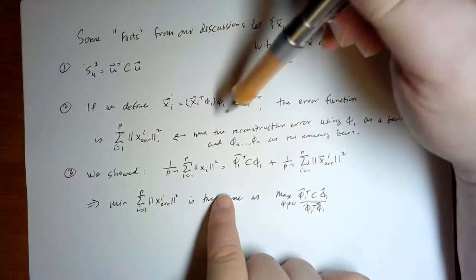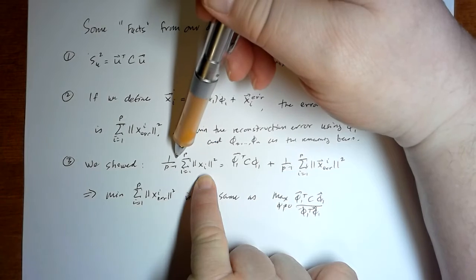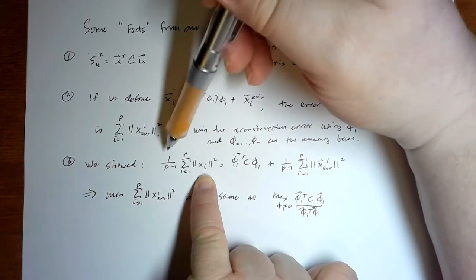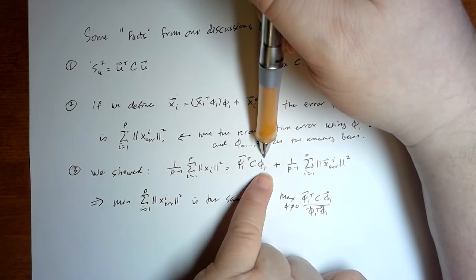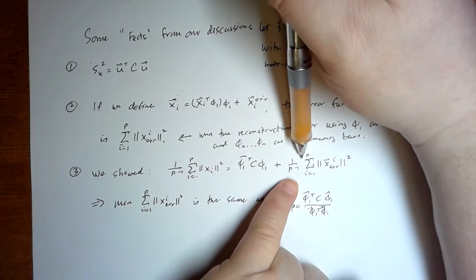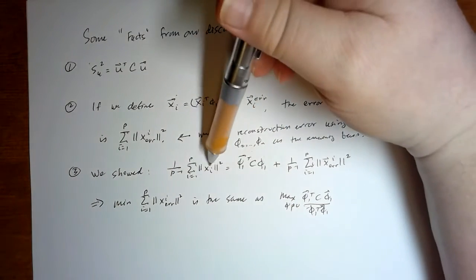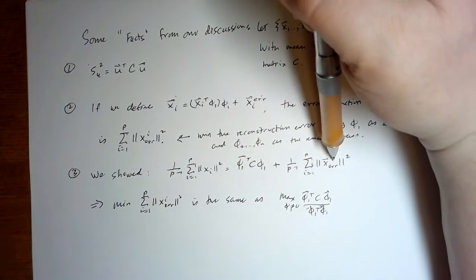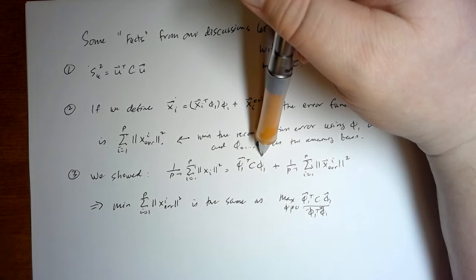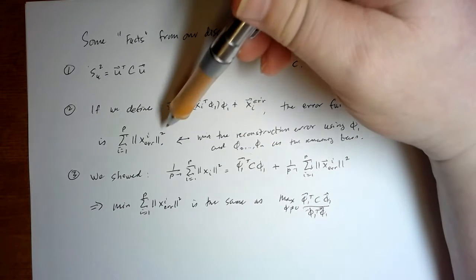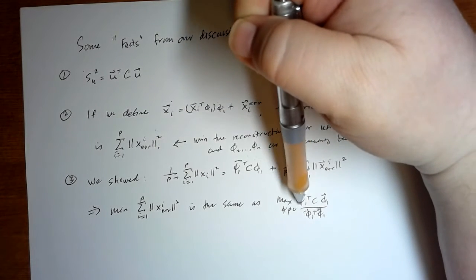But we said that if I take the norm of all the data points and take 1 over p minus 1, a little scalar multiple of that, then I get phi1 transpose times the covariance matrix times phi1 plus 1 over p minus 1 times the error function. We said this is constant, therefore minimizing the error function is the same as maximizing this expression. And so we don't actually minimize this error function. Instead we maximize this quantity.